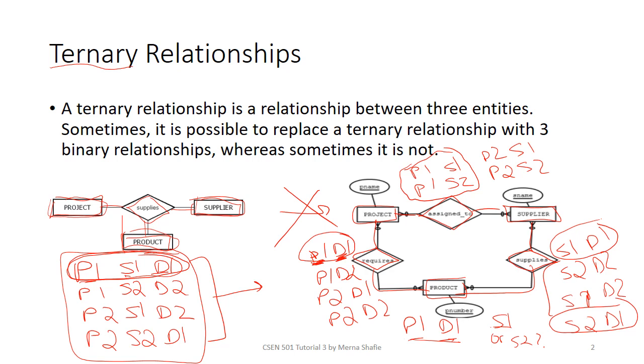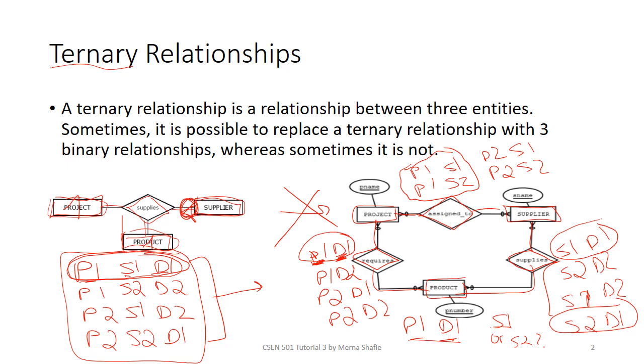I want to get back to you with how to do the cardinality and participation of ternary relationships in order for you to be able to do that in your project. If I want to get the cardinality and participation of this side, I will do the following. I will state if I have one project and one product, by how many suppliers at maximum can I get project 1 with product 1? By how many suppliers? If at maximum it's many suppliers, so for example supplier 1 and supplier 2 may give project 1 product 1, then it's many.